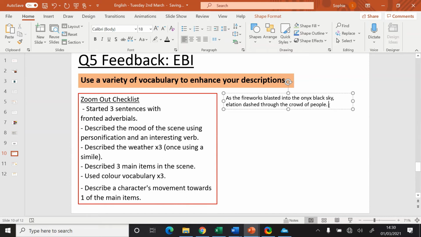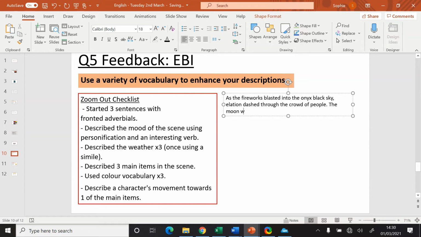Right, my next step is to describe the weather times 3, once using a simile. So 3 features of the weather. I'm going to do the moon, the stars, and wait, did the stars count as weather and the moon? I guess. I mean, you describe the sun as part of the weather, so we're going to use the moon as well. My checklist, my rules, that's what we're going for. And then I'm also going to do the temperature as well. So first we'll do the moon.